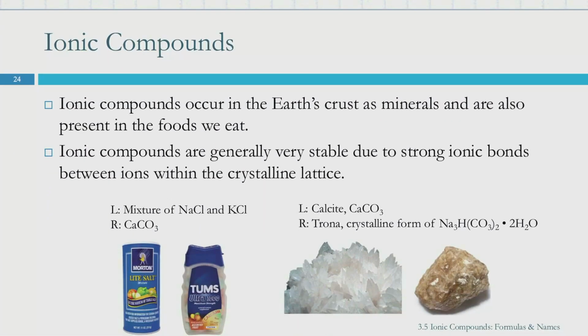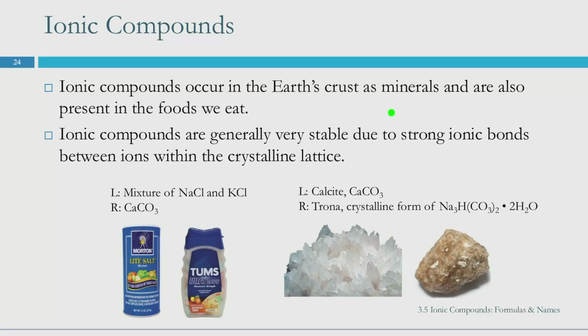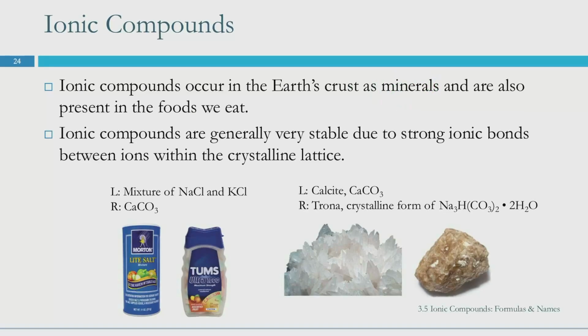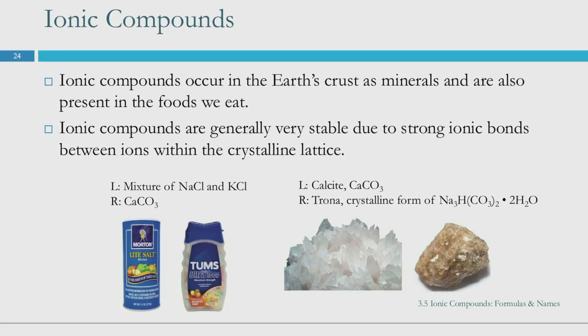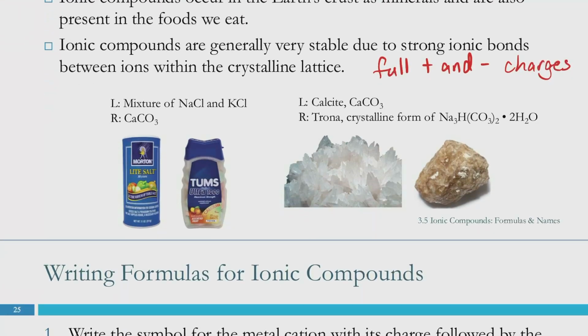All right, ionic compounds exist all over the place. We eat them. They also exist in the Earth's crust as minerals. They're generally very stable, because of the strong ionic bonds between the ions. These ionic bonds are full positive and negative charges, so they're very strong interactions between the cations and anions in the crystalline lattice.